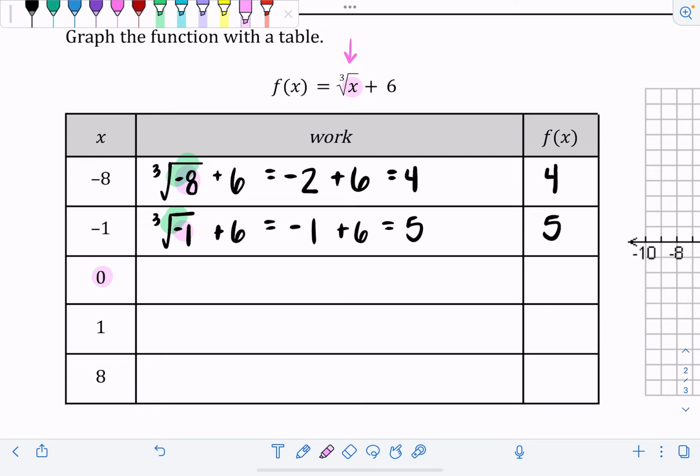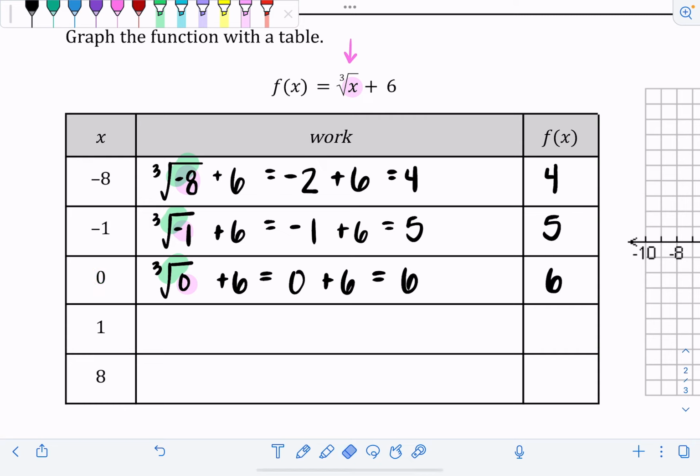Next we'll put in 0, so this will become the cubed root of 0 goes in for x, and then plus 6. Any root of 0, cubed root, square root, fourth root, fifth root, whatever it is, is always 0, because if you multiply 0 by itself over and over again, it's going to keep being 0. So square root of 0 is 0, cubed root of 0 is 0, and so on. So the cubed root of 0, once we simplify that, is just 0, and then plus 6. 0 plus 6 is 6, so this will be a 6 over here.